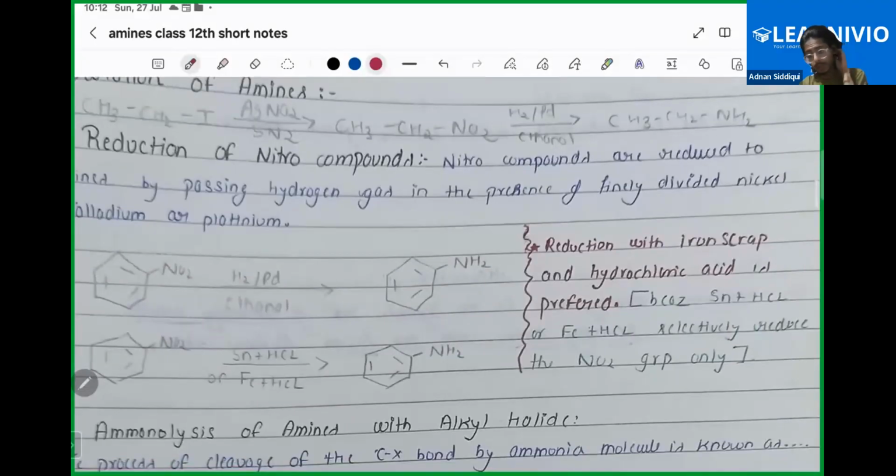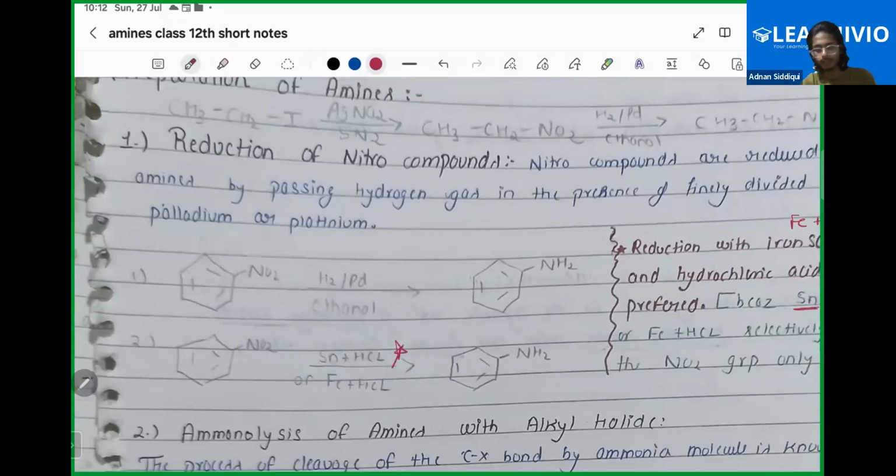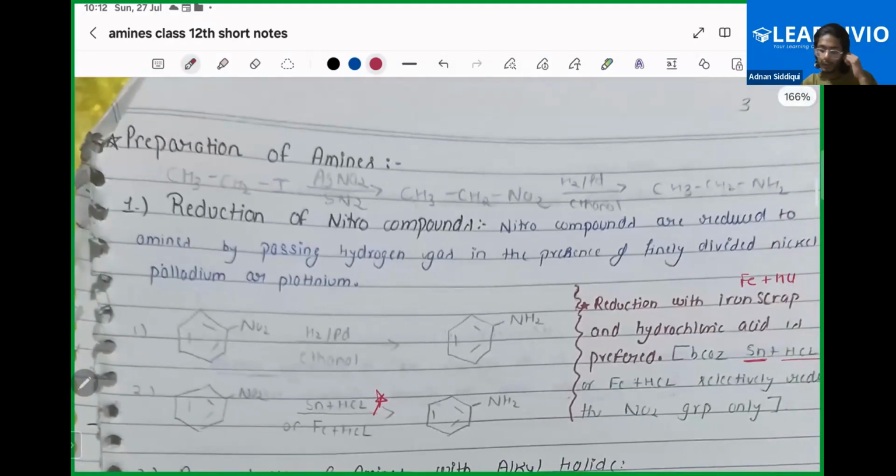So you can see it over here: reduction with iron scrap and hydrochloric acid. Iron scrap is your Fe plus HCl, or you can say tin plus HCl or iron plus HCl, which selectively reduces the NO2 group only. Okay. Yes, sir. So if you have to reduce NO2 into NH2, then you will have to prefer this one because it is more selective, right? Yes, sir.